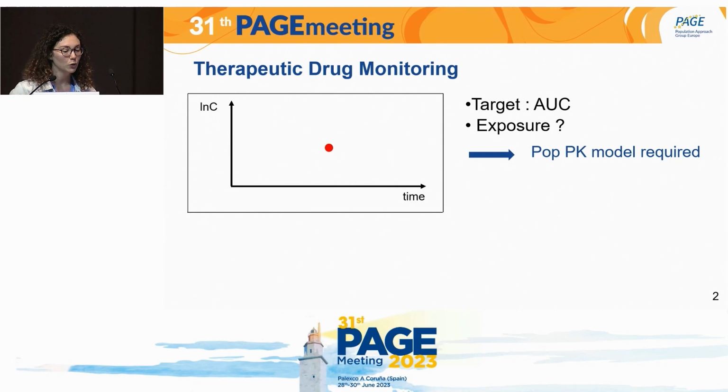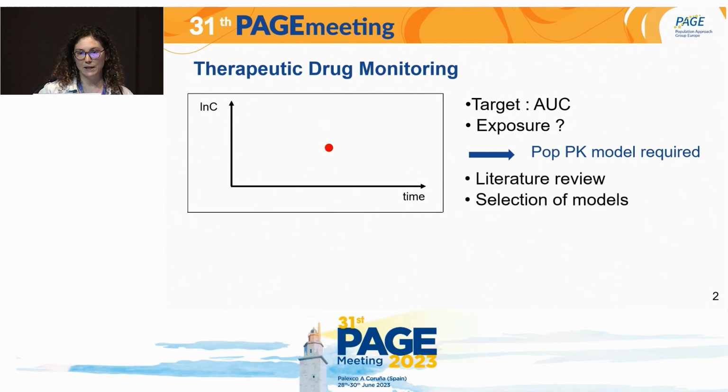So in hospital, we perform therapeutic drug monitoring to ensure the efficacy of a drug and to limit its toxicity. Usually, we measure one concentration in a patient, and we want to determine the exposure. So we have to use a population pharmacokinetic model. We use POP-PK models published, built by other teams and available on databases such as PubMed, and we have to select a model compatible with the patient's concentration.